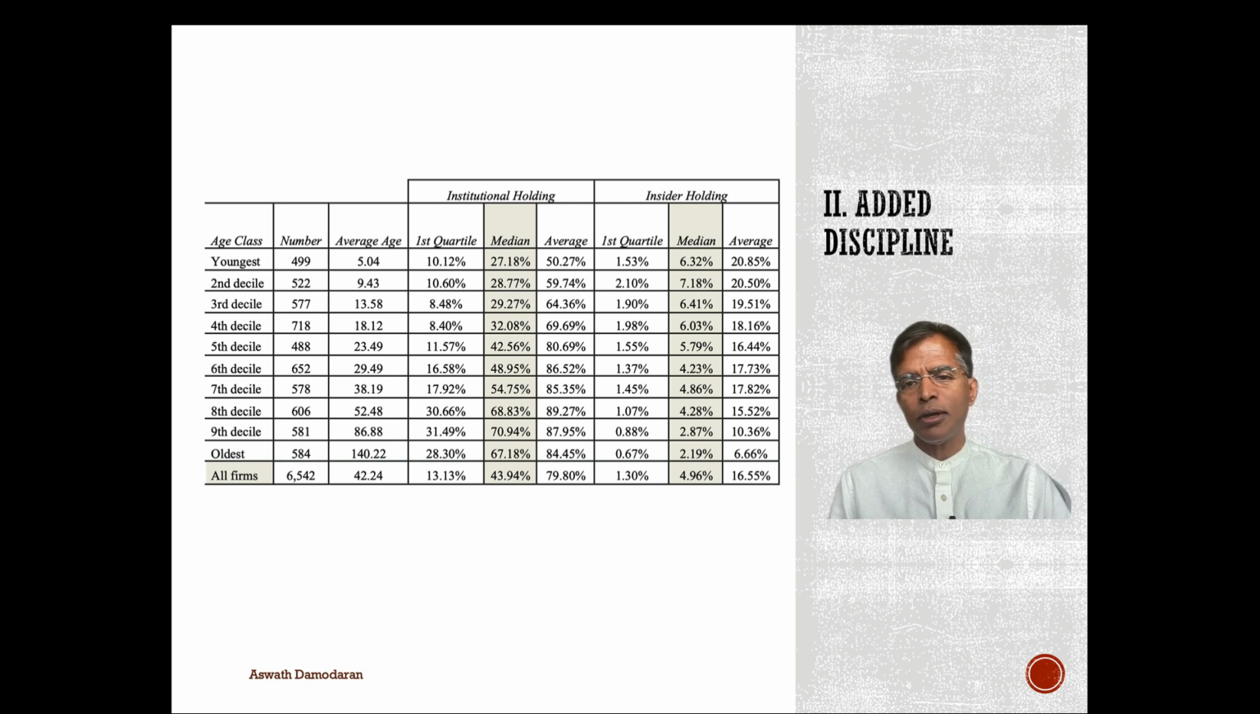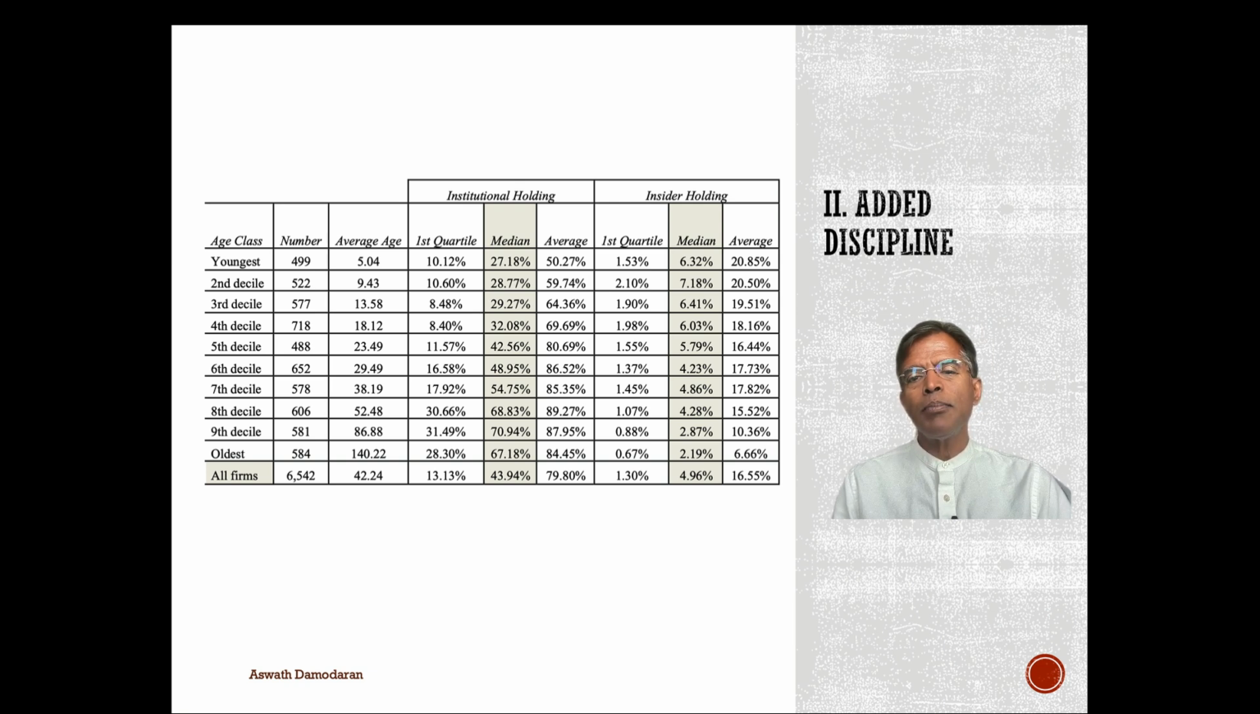I looked at the percent of shares held by insiders and institutional investors, again broken down by age decile. If you look at the youngest companies, they tend to have the lowest percentage of shares held by institutions. Institutions tend to be passive investors. They let you do what you want. And among the highest percent of shares held by insiders.